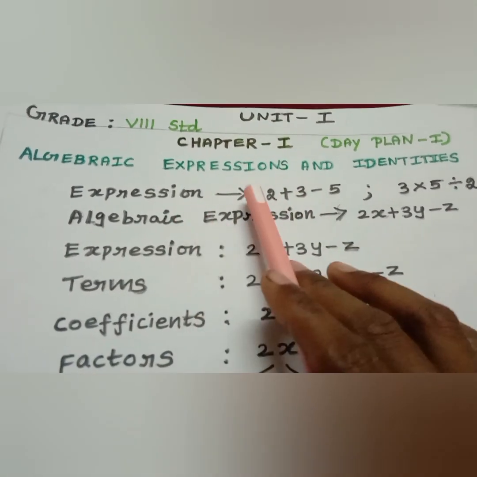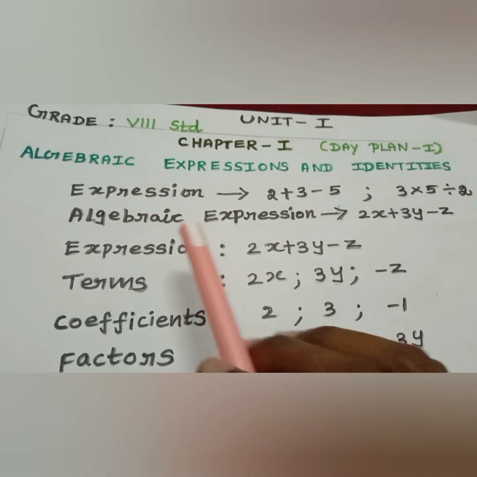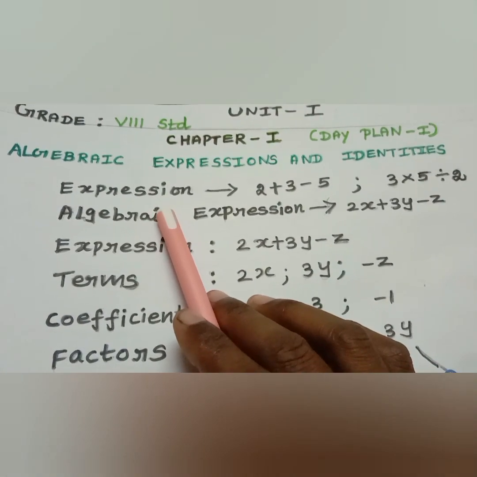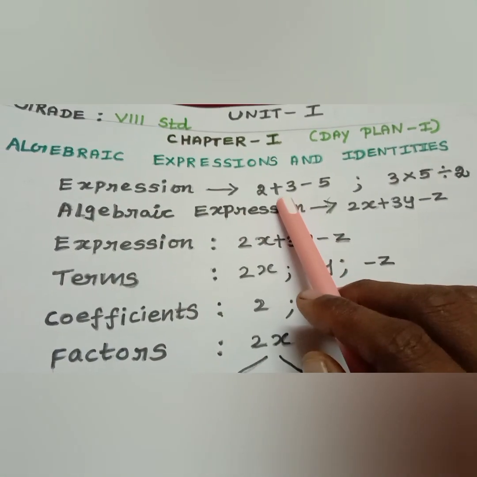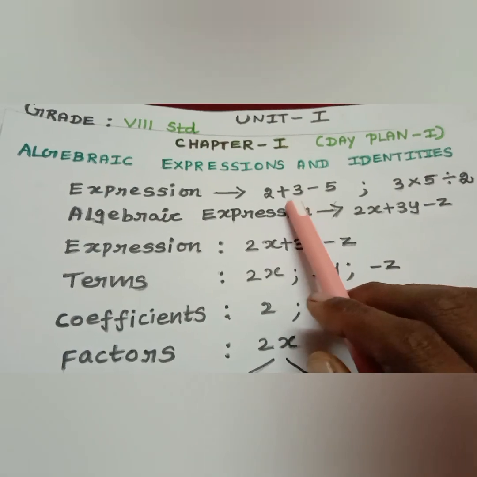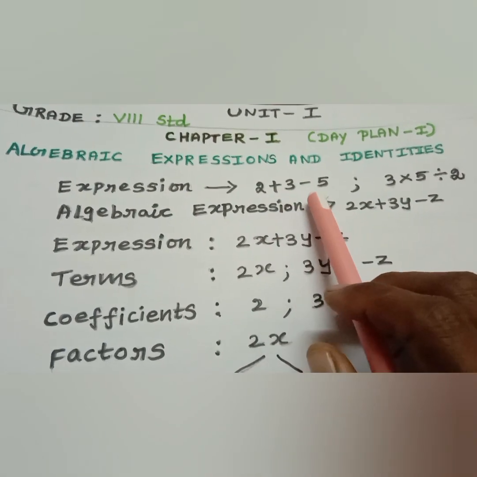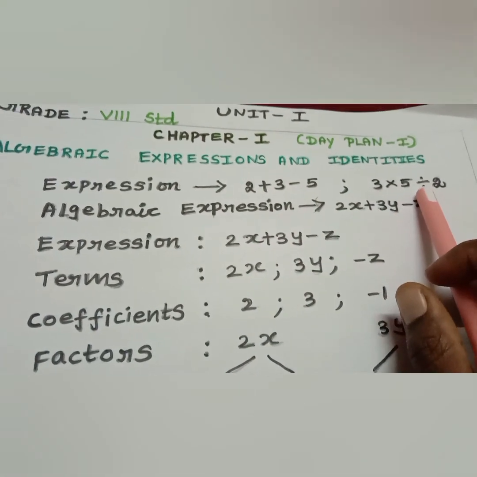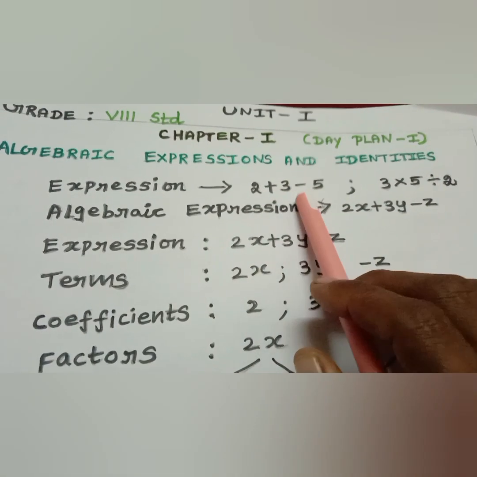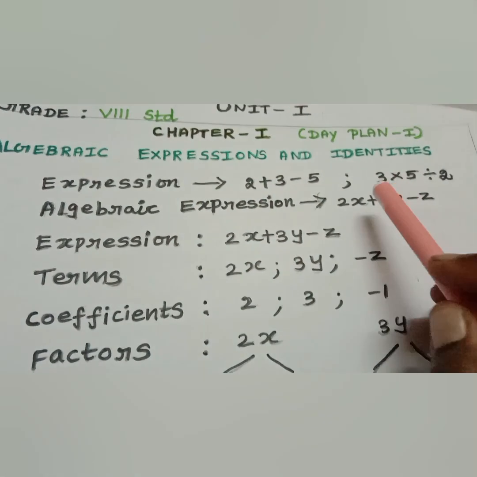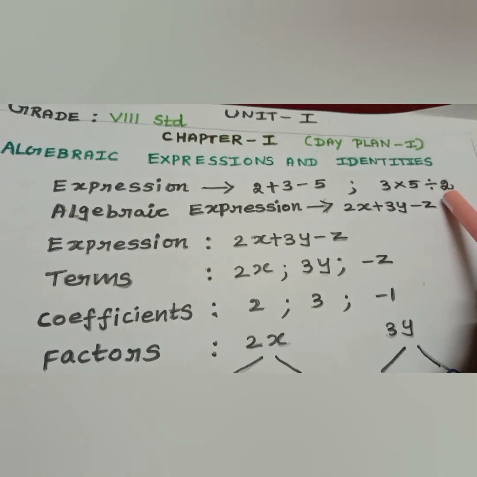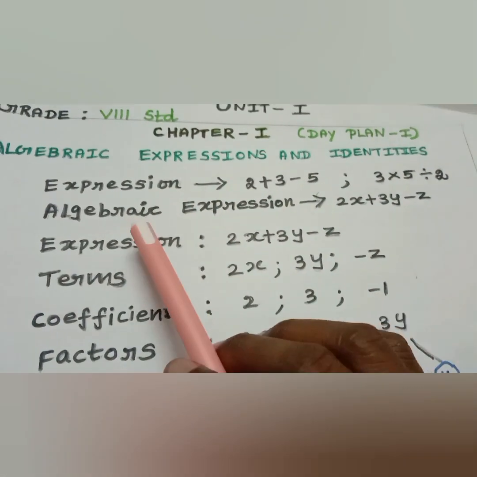Chapter 1: Algebraic Expressions and Identities. Before going into that, we will first see what an expression is. Expression means the combination of numbers with mathematical operators such as addition, subtraction, multiplication, and division. So, 2 plus 3 minus 5 is called an expression. 3 into 5 divided by 2 is also called an expression.